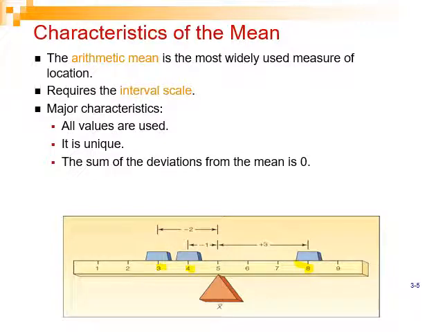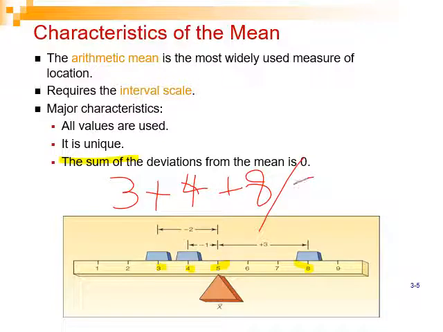But what is meant by the sum of the deviations from the mean being 0? The sum of 3 plus 4 plus 8 is 15, divided by 3, so the mean here will equal 5.